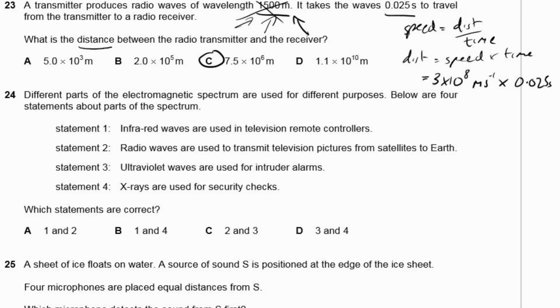Question 24. Different parts of the electromagnetic spectrum are used for different purposes. Below are 4 statements about parts of the spectrum. Statement 1. Infrared waves are used in television remote controllers. That's true. 2. Radio waves are used to transmit television pictures from satellite to Earth. No. 3. UV waves are used for intruder alarms. No. And 4. X-rays are used for security checks. Well, that's absolutely true. So that gives us statements 1 and 4 as correct. And the question, which statements are correct? Well, 1 and 4.